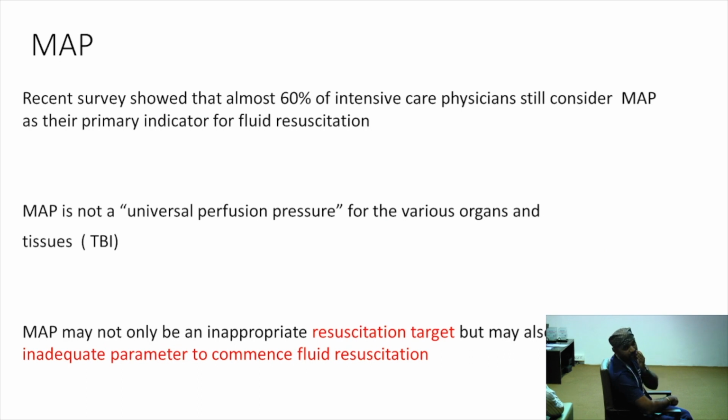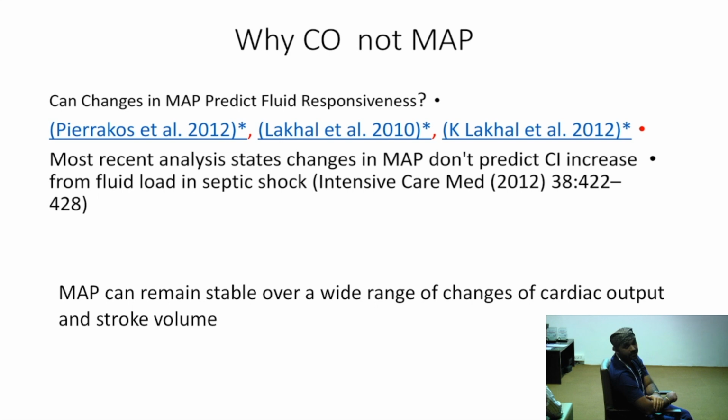A small thing about MAP. If you look at the survey, 60% of ICU physicians follow MAP as the resuscitation target or the beginning of resuscitation. MAP is not a universal perfusion pressure. If you look at traumatic brain injury or any organ injury, you look at cerebral perfusion pressure. MAP cannot give cardiac output, and the response of cardiac output to fluid cannot be determined by MAP, because MAP can remain stable over a wide range of changes in cardiac output.